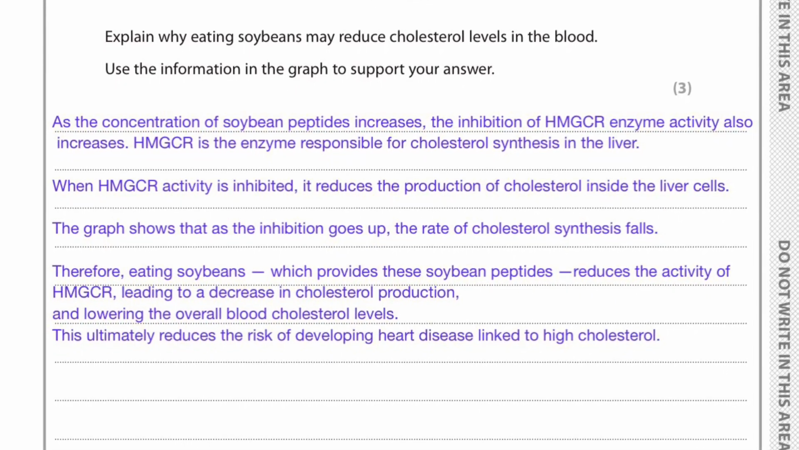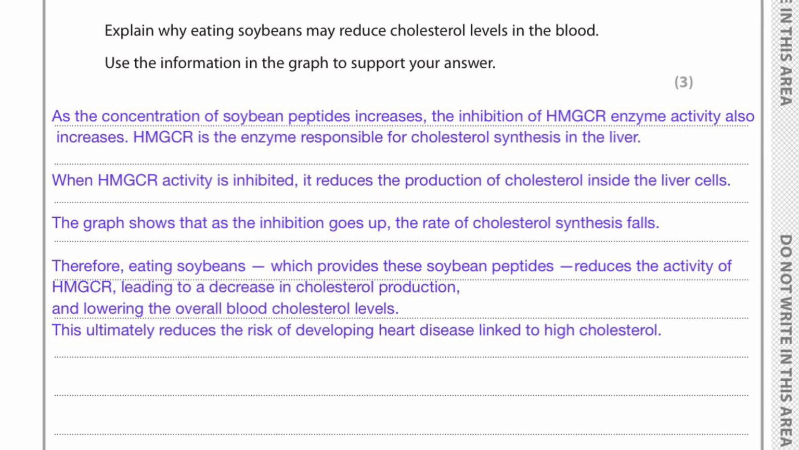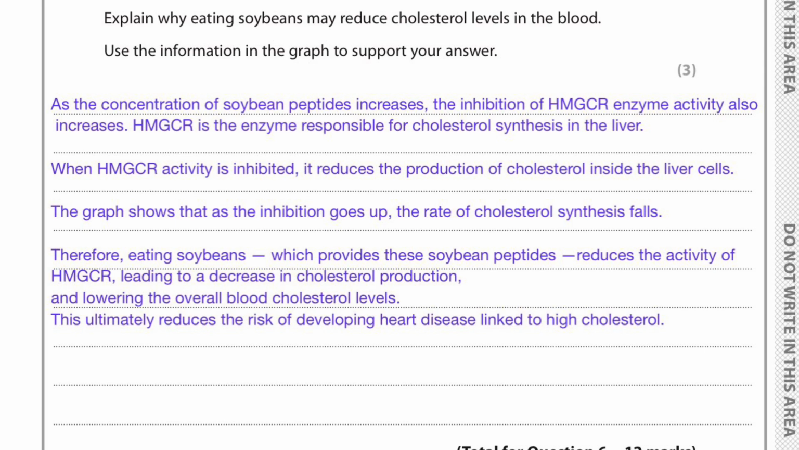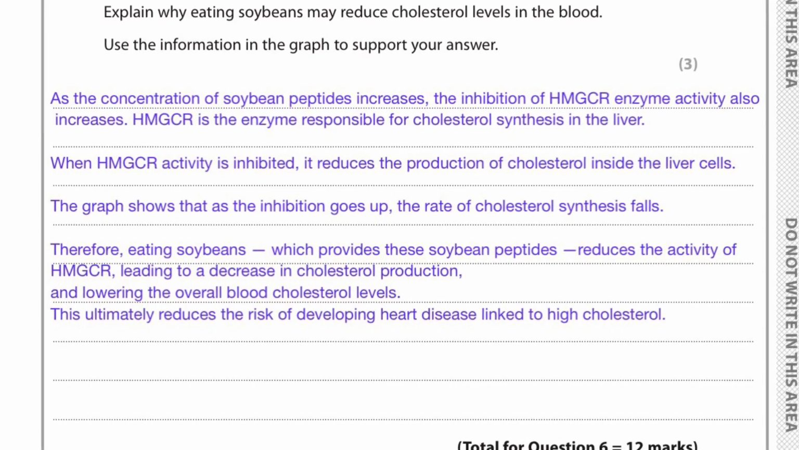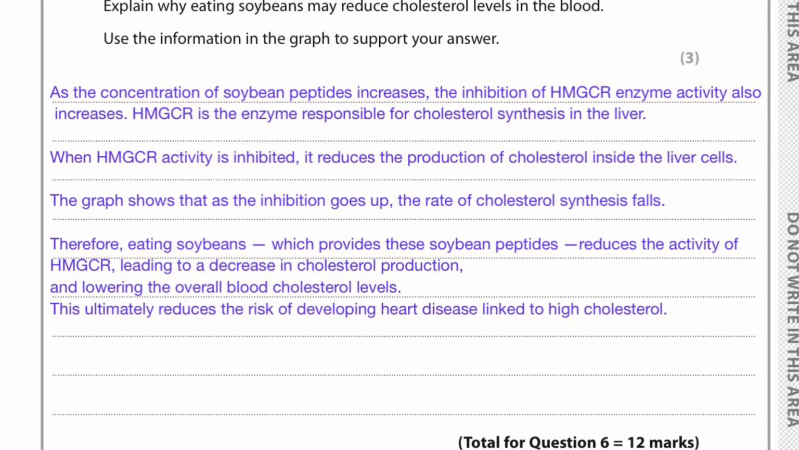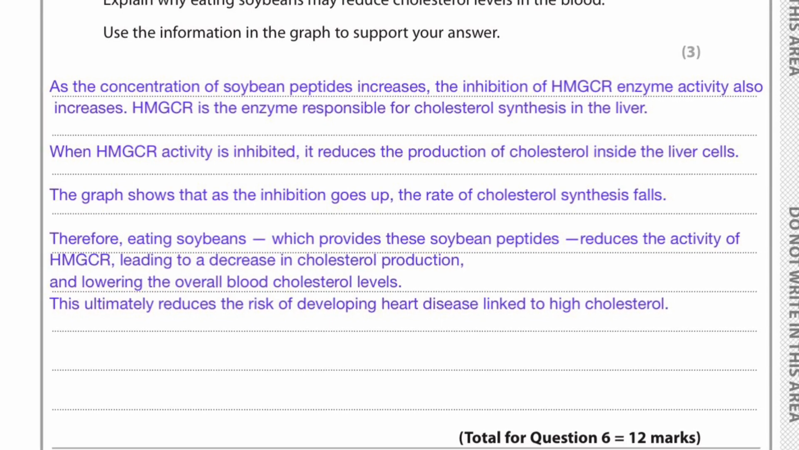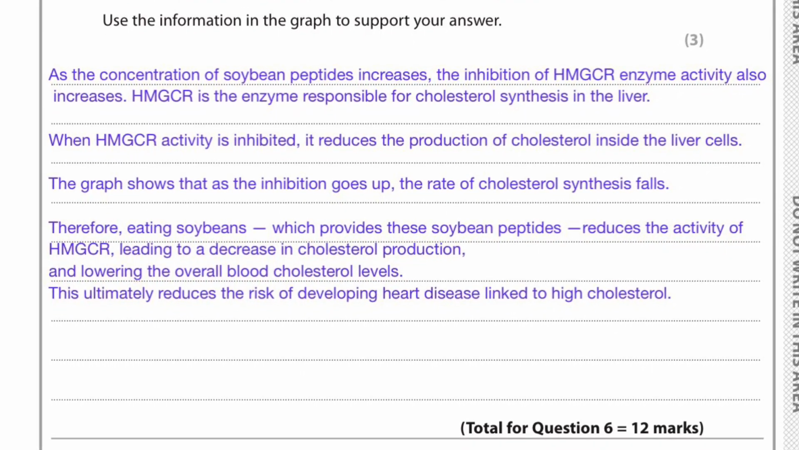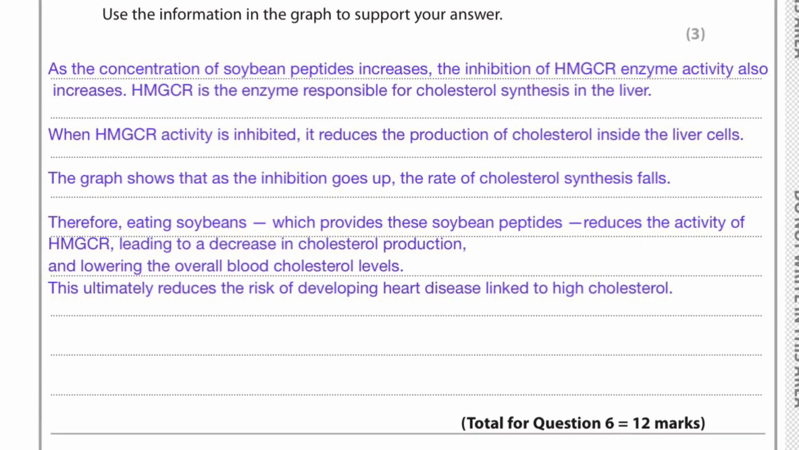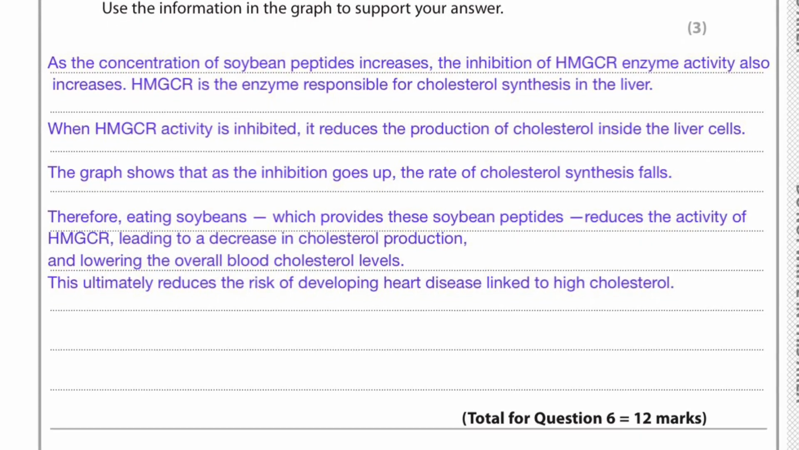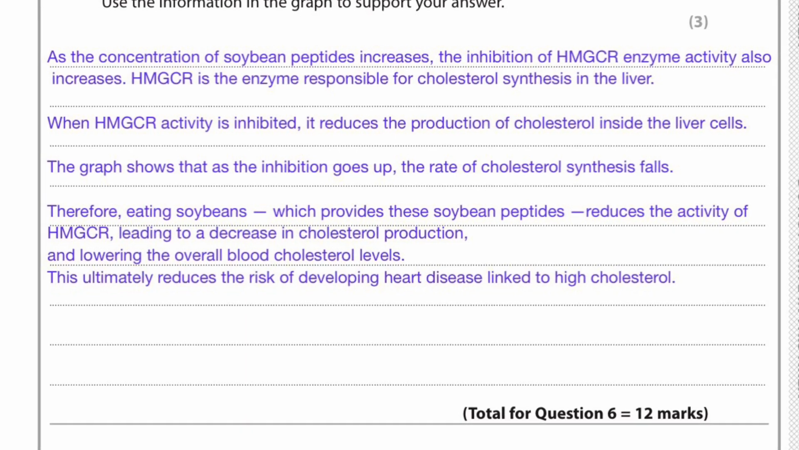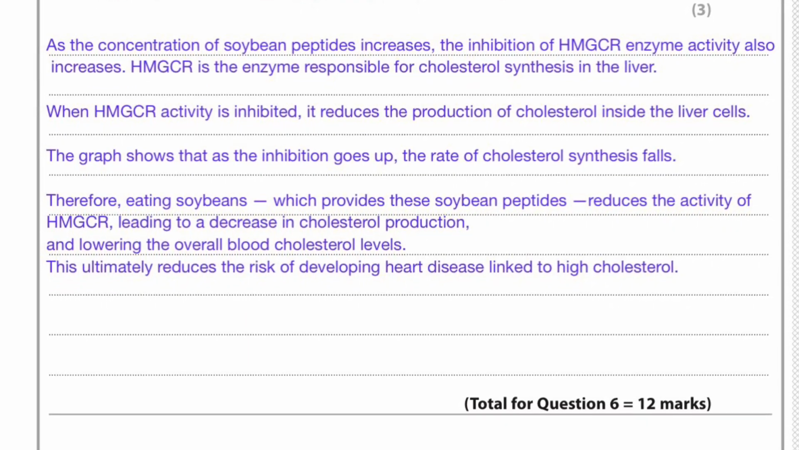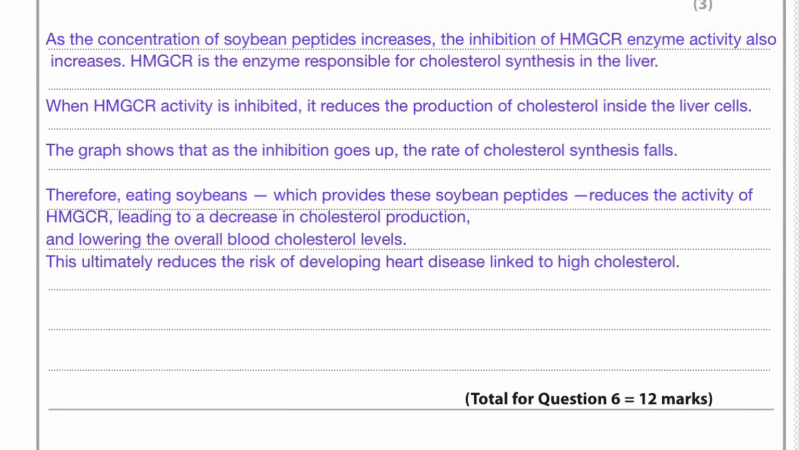HMGCR is the enzyme responsible for cholesterol synthesis in the liver. When HMGCR activity is inhibited, it reduces the production of cholesterol inside the liver cells. The graph shows that as the inhibition goes up, the rate of cholesterol synthesis falls. Therefore, eating soybeans, which provides the soybean peptides, reduces the activity of HMGCR, leading to a decrease in cholesterol production and lowering the overall blood cholesterol levels. This ultimately reduces the risk of developing heart disease linked to high cholesterol.